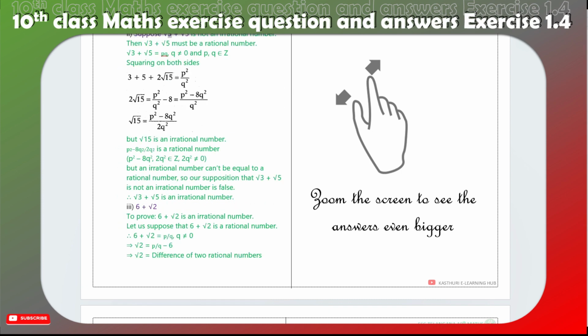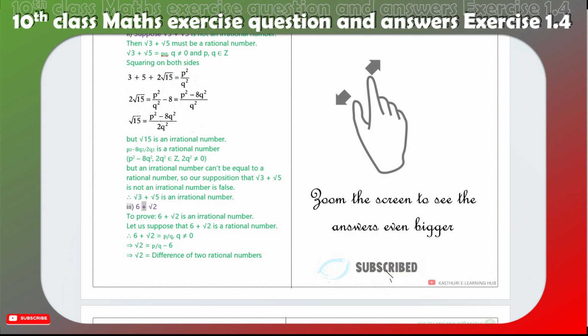2. Suppose 3 + √5 is not an irrational number. Then 3 + √5 must be a rational number. 3 + √5 is equal to p/q, q is not equal to 0, and p, q are integers. Squaring on both sides. But √15 is an irrational number. So (p² − 8q²)/2q² is a rational number, where 2q² is not equal to 0. But an irrational number can't be equal to a rational number, so our supposition that 3 + √5 is not an irrational number is false. 3 + √5 is an irrational number.